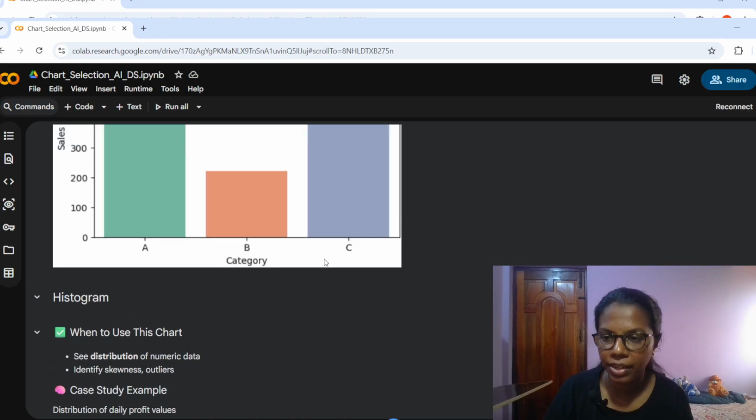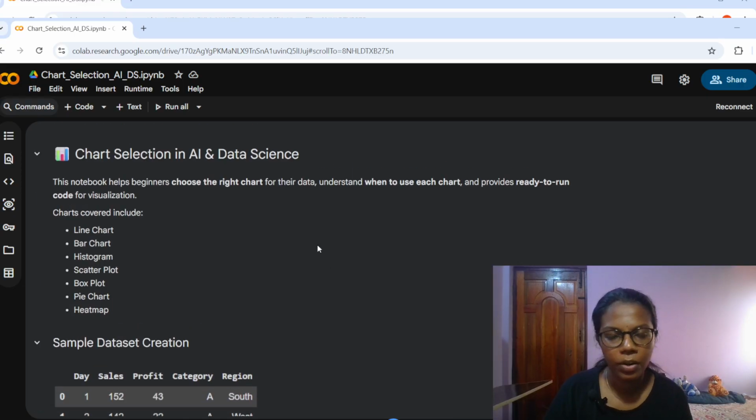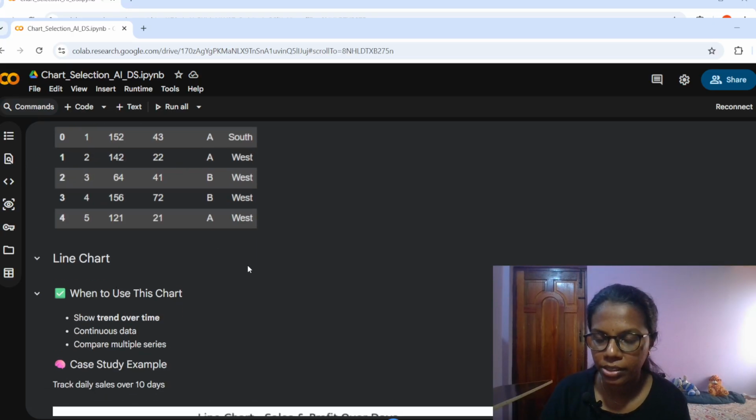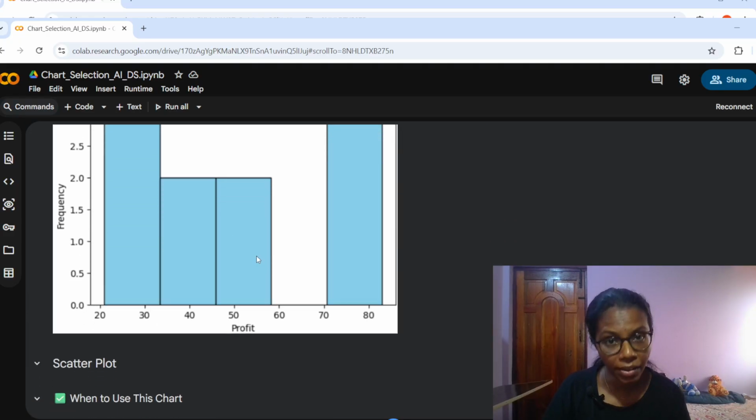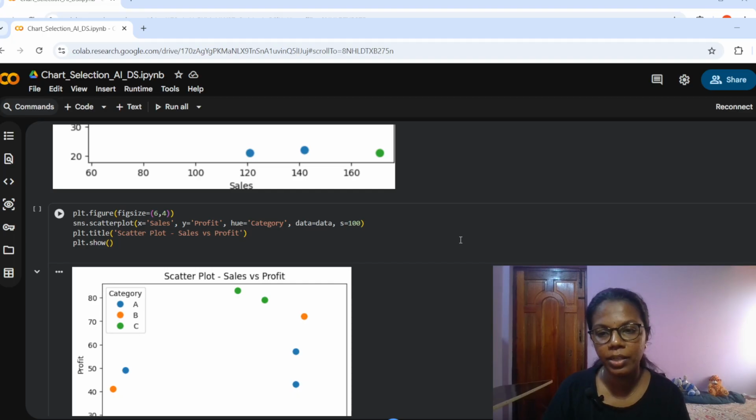Today we have seen 7 different charts. What are they? A line chart, bar chart, histogram, scatter plot, box plot, pie chart, and heat map. For the charts and the case studies that we have seen, if you have any doubts, without hesitation, drop them in comments.